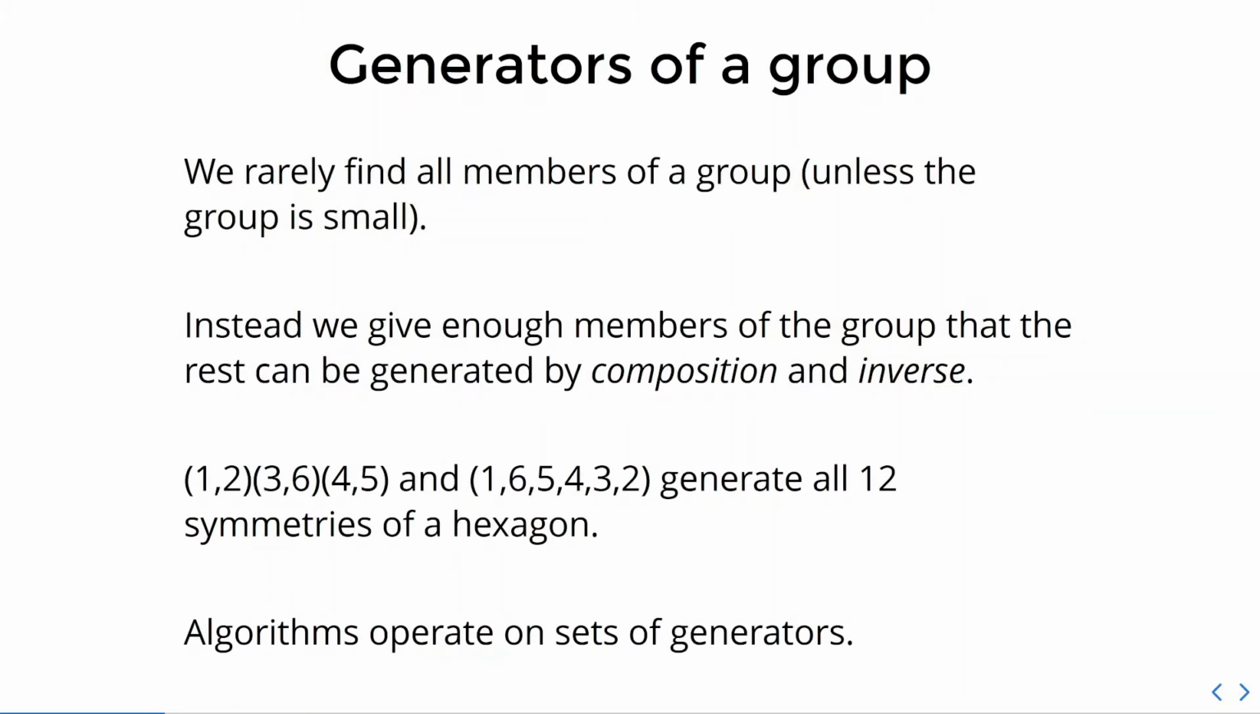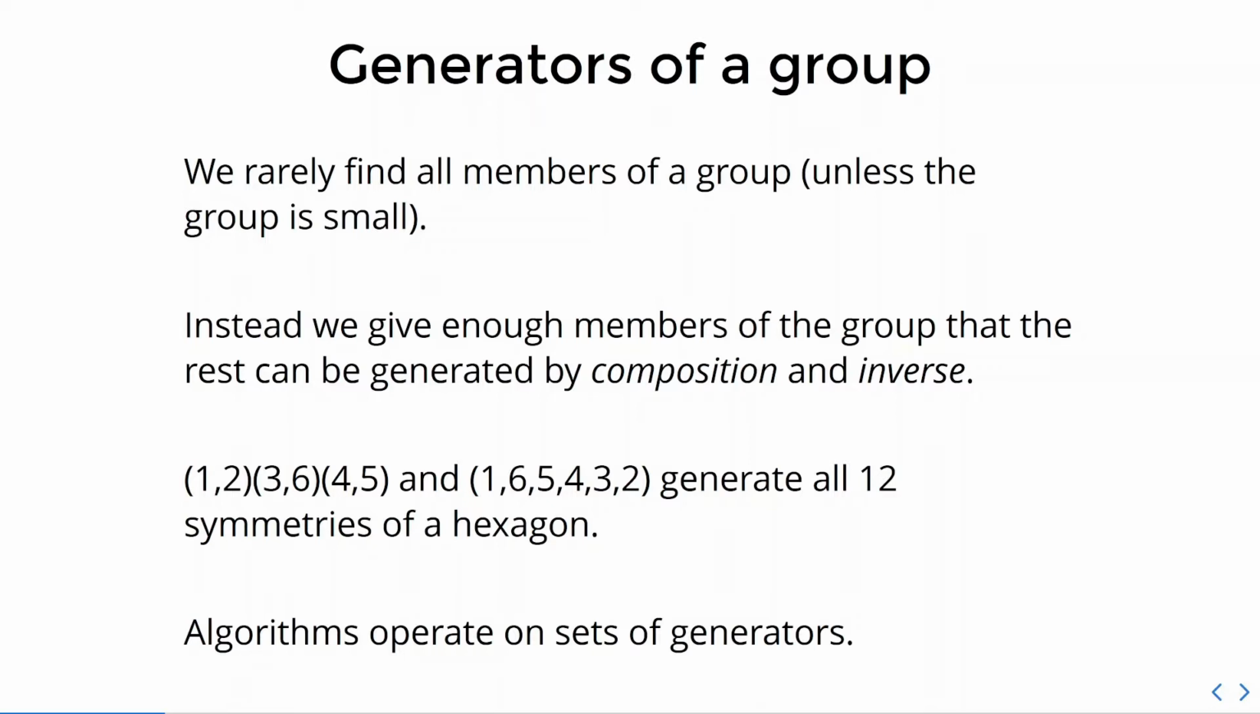So we rarely find all the members of a group unless the group is small. Now, there's different definitions of small, but groups that mathematicians would consider not very big can have, say, 40 factorial members. So a number we're never going to enumerate. In group theory, we might enumerate a group up to like 1 million members, but we typically don't want to do bigger than that. But because we know that groups are closed, by which I mean closed under composition and inverse, if I give you some members of the group, you can keep composing them and inverting them.